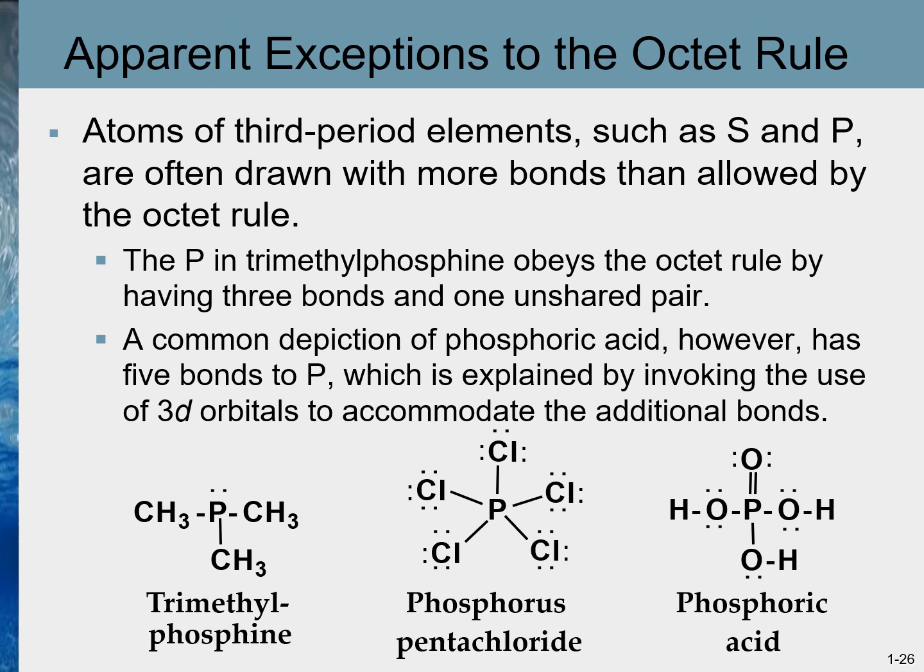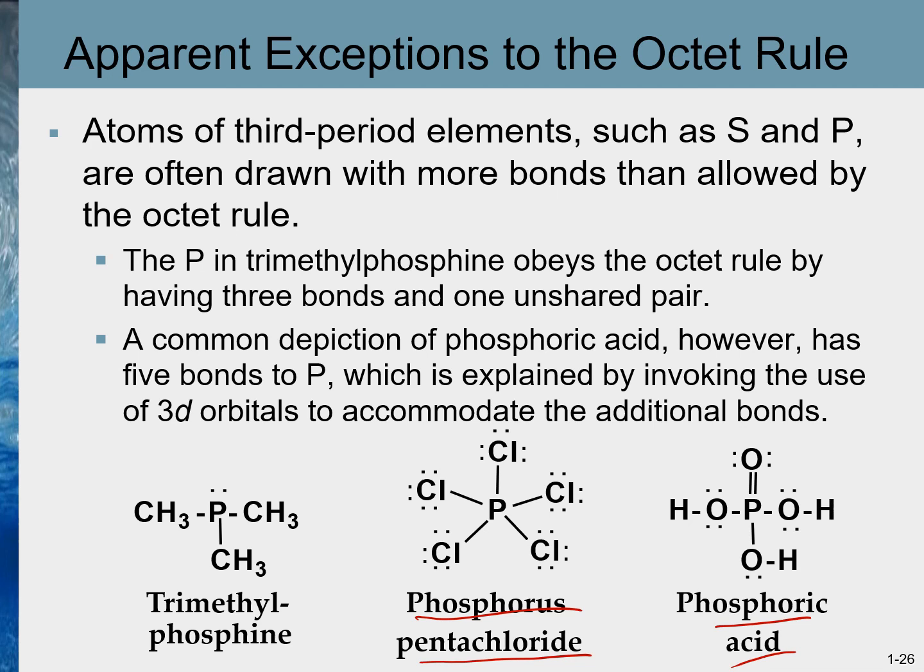The atoms from the third period elements such as sulfur and phosphorus are often drawn with more bonds than allowed by the octet rule, such as the compounds shown here, phosphoric acid and phosphorus pentachloride. And if you count the number of valence electrons around phosphorus, you'll see that they have more than 8 electrons. These kinds of molecules are said to have expanded octets.